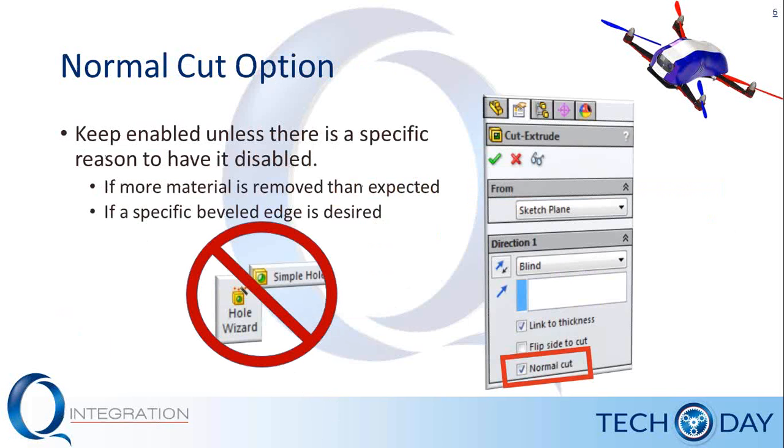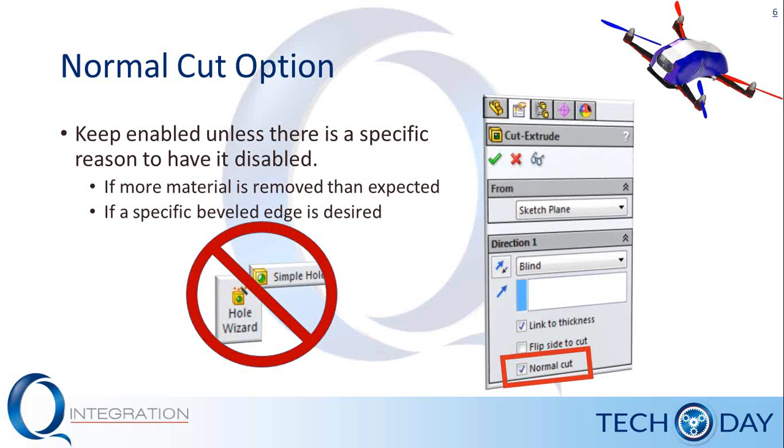So when we create holes, removing some material to create room for flanges, there's a critical option that we want to make sure is on, and that is the normal cut option. A couple of tools that do not have this option are the Hole Wizard and Simple Hole. So ideally you're using Extruded Cut to remove any geometry in your sheet metal part. And again, keep this enabled unless you have a specific reason to have it disabled.